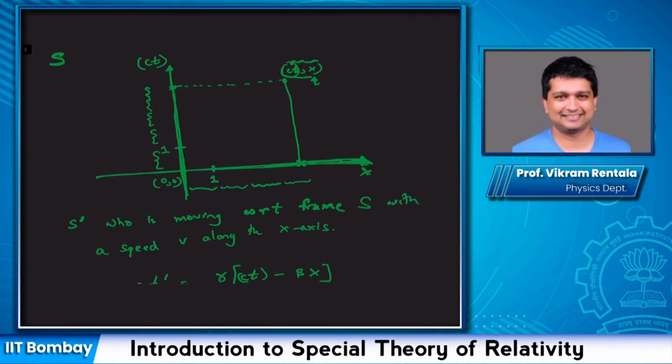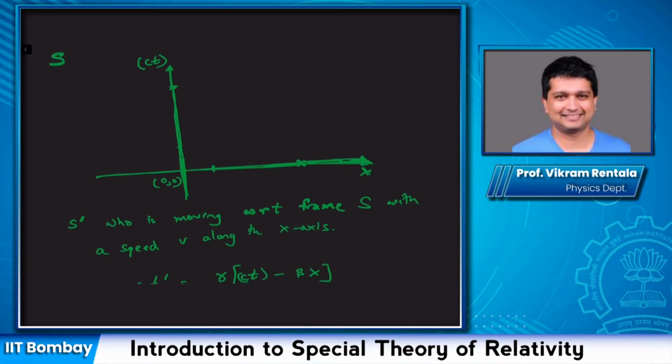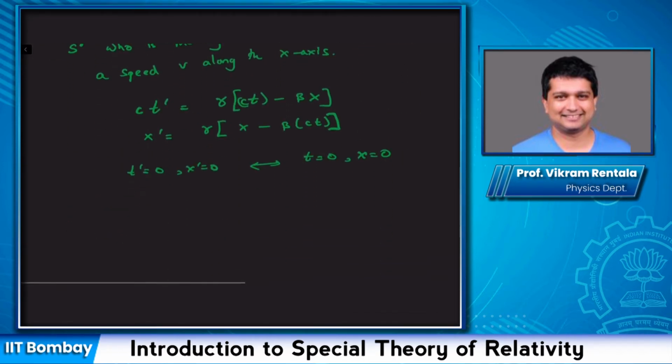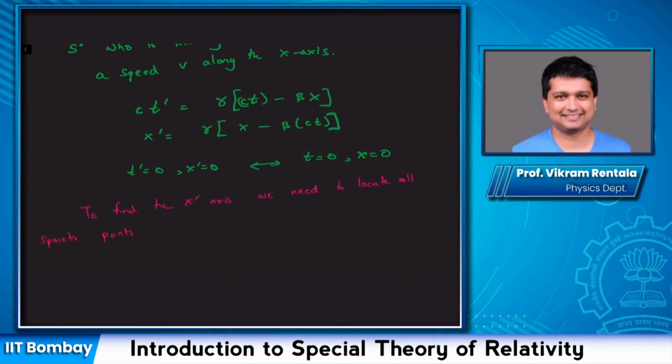Okay, so let's begin by first finding the axes x prime and t prime for the observer S prime. Let me erase what we have in this diagram here. To find the x prime axis, we just need to locate all spacetime points with t prime equal to 0.